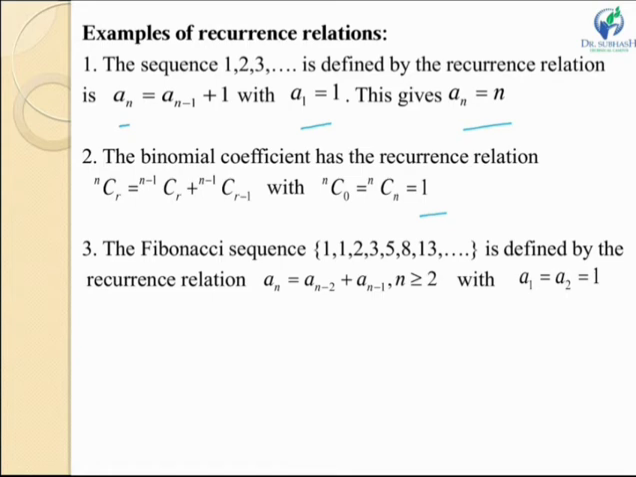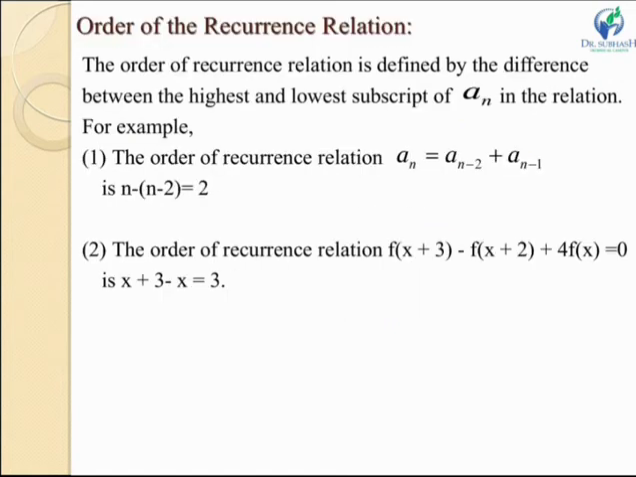And the next example of recurrence relation is the Fibonacci sequence 1, 1, 2, 3, 5, 8, 13 is defined by the recurrence relation an equal to an minus 2 plus an minus 1 for n greater than or equal to 2 with a1 and a2 equal to 1. Now, what is the order of recurrence relation?